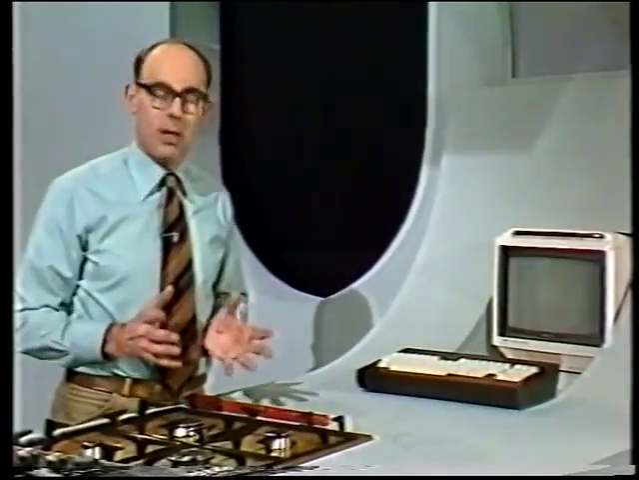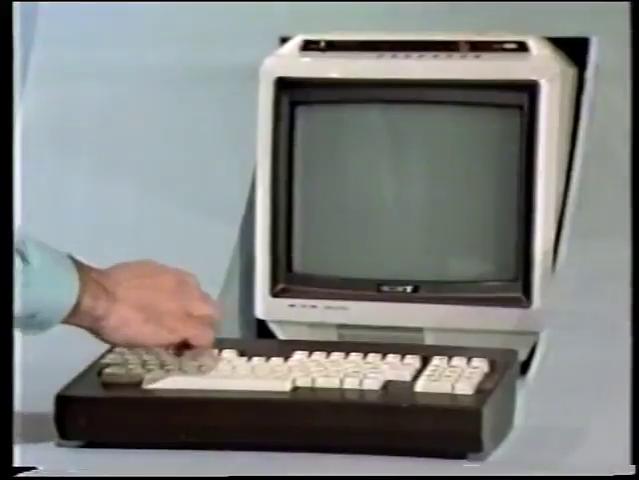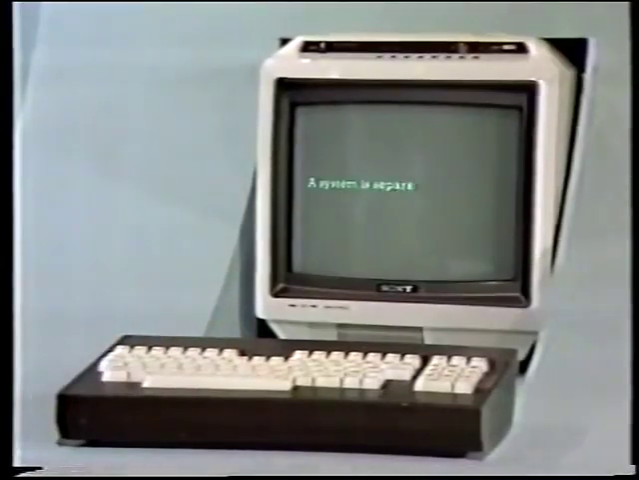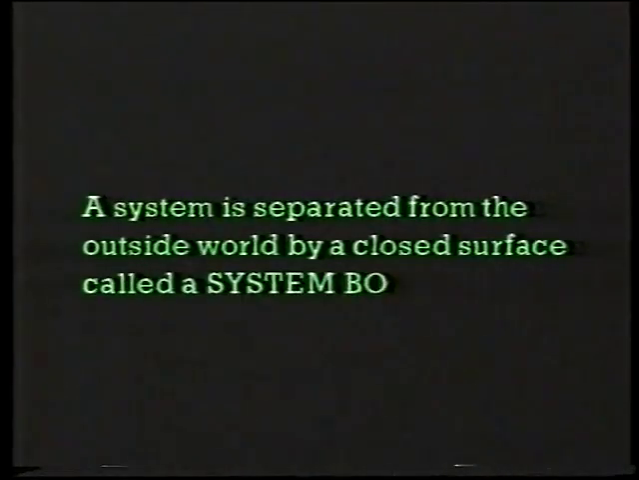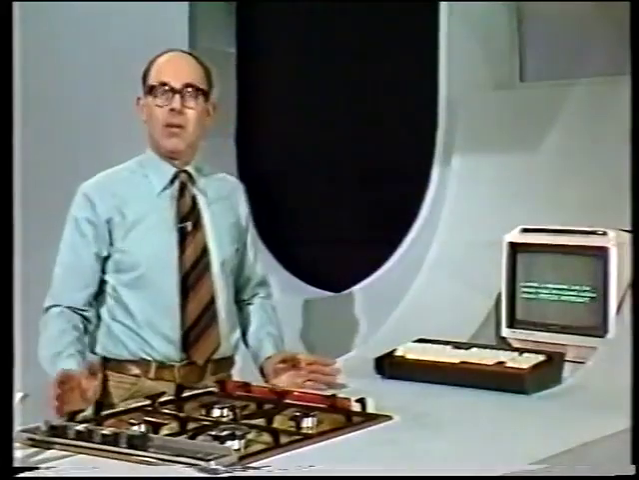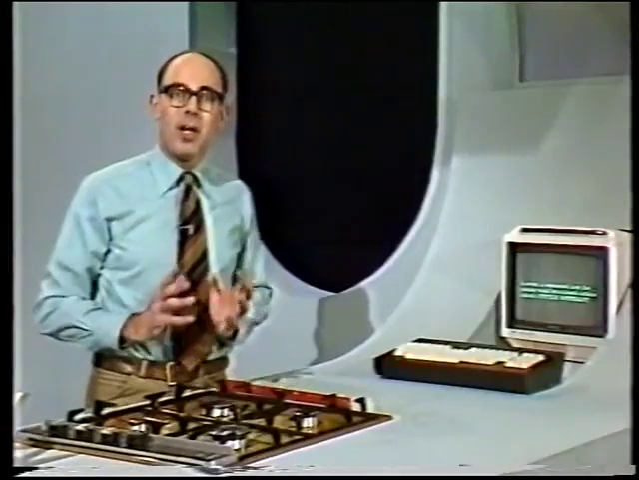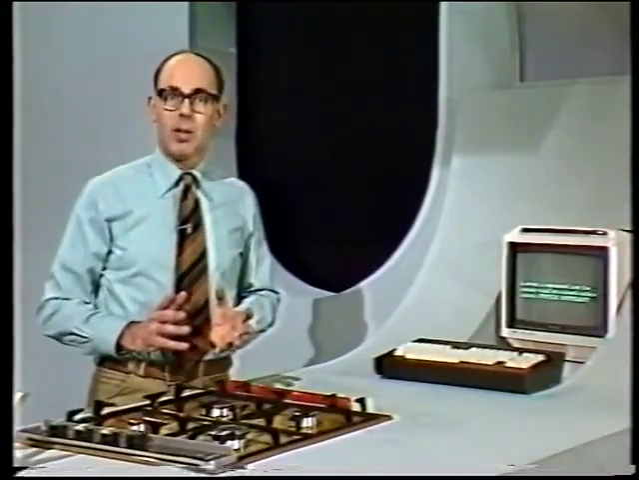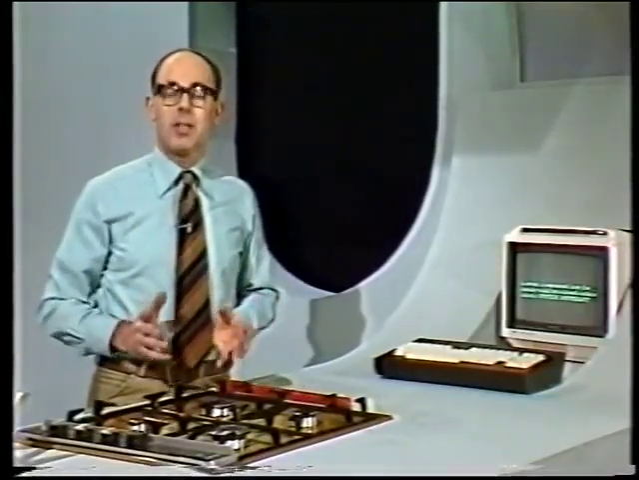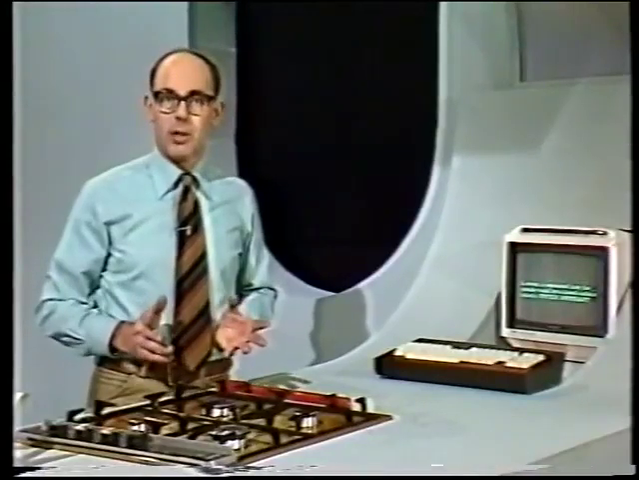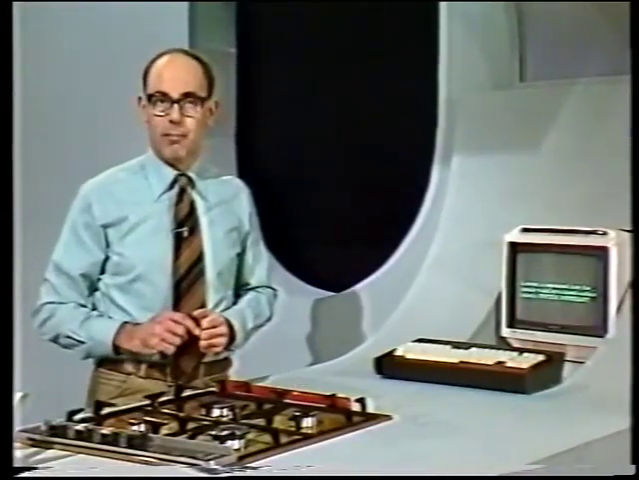It's surrounded by a closed surface called a system boundary. Everything inside the boundary forms part of the system. Everything outside the boundary is known as the system environment. We then aim to describe the behavior of this thermodynamic system by monitoring or describing the transfer of energy and occasionally materials across the boundary.